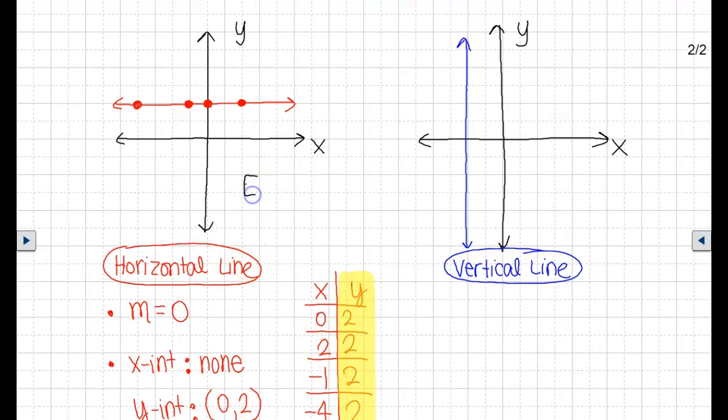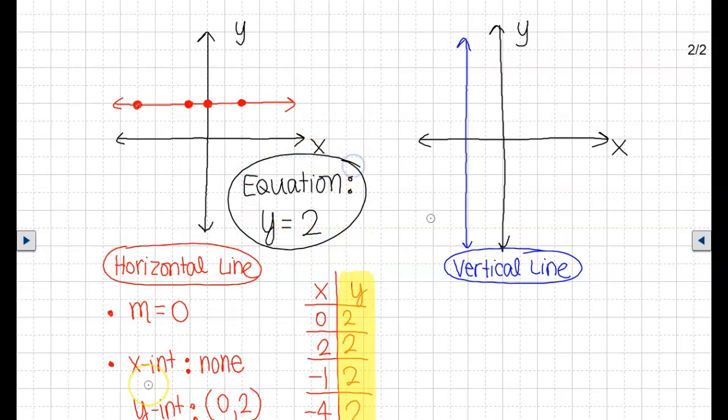So your equation for this line is actually going to be y equals 2. I want you to notice it is not a y equals mx plus b equation. It only has a y because this line only has a y-intercept. This equation doesn't have an x in it because this line never touches the x-axis. And I want you to notice it makes sense that it says that y is equal to 2 because every y on this line is 2.